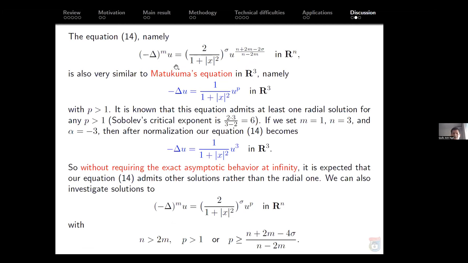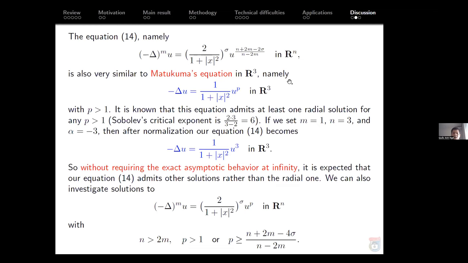Okay. So another thing is this equation is very similar to the Matukuma equation in R3. This equation is from astrophysics, and it is known that if, for example, the exponent p is subcritical, then any solution to this equation must be radially symmetric somehow. So we can ask a similar question to this equation without imposing any asymptotic behavior at infinity.